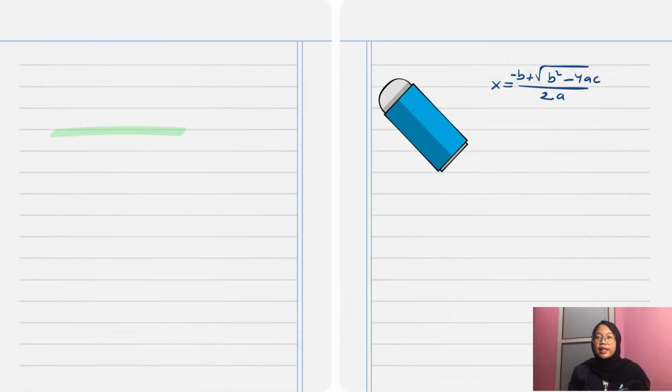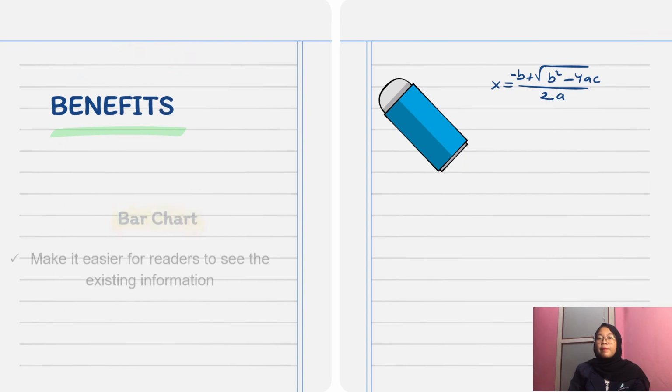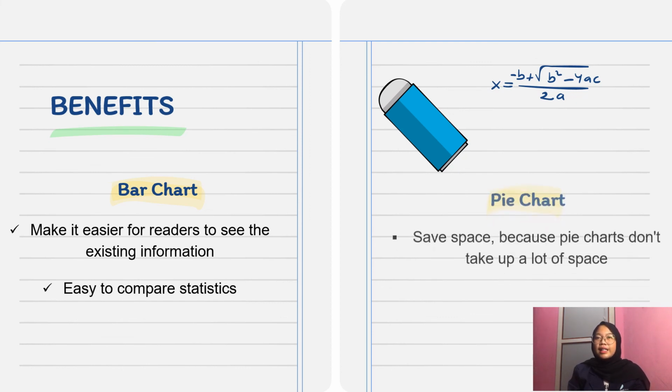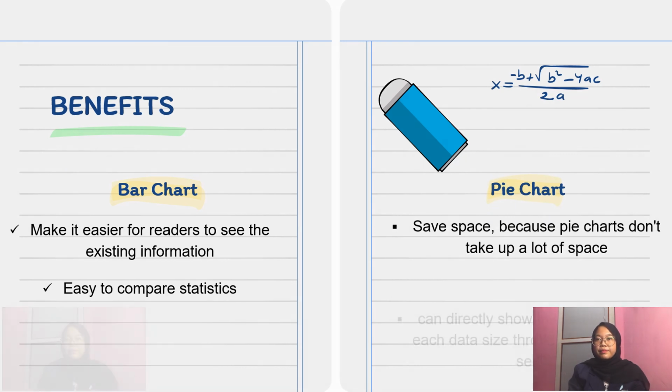The next slide is benefits. Benefits of bar chart. First, make it easier for readers to see the existing information. And the second, easy to compare statistics.